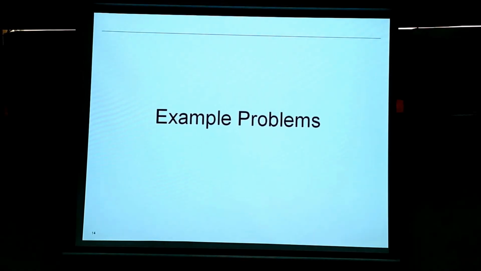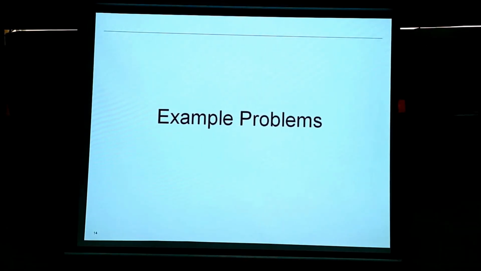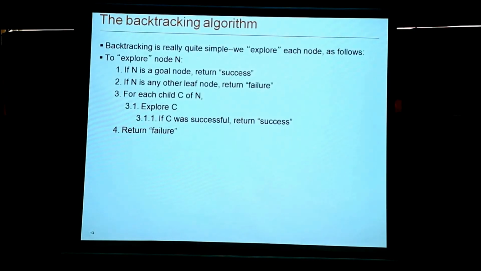Okay, so now the next thing, previous slide once again. If n is the goal node, you return success. If n is any other leaf node, then you have already encountered a failure and you are at a dead end, so you have to backtrack. Return failure means you have to backtrack.